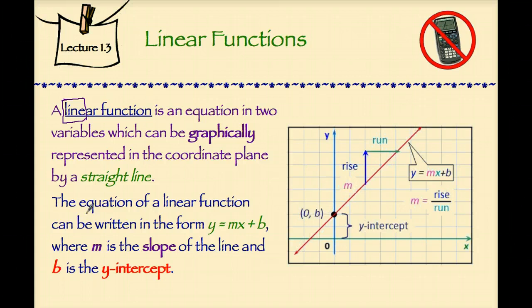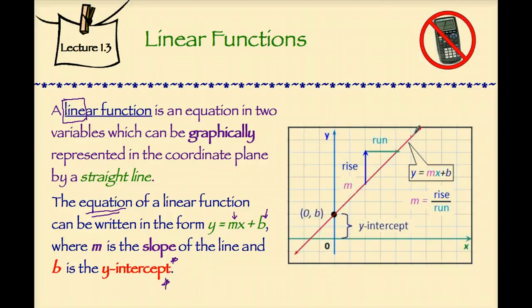The equation of a linear function can be written in the form y equals mx plus b. And when the equation is in this form, the letter m represents the slope of the line and the letter b represents the y-intercept of the line.